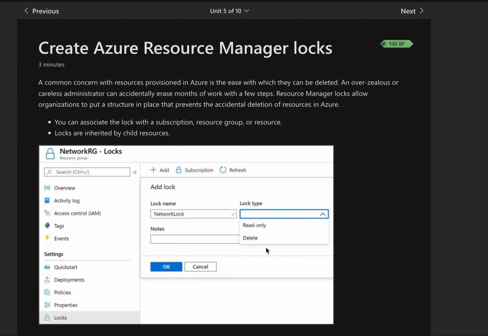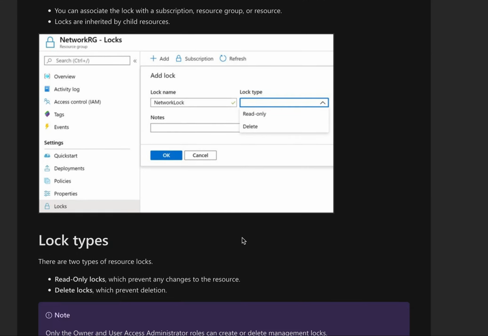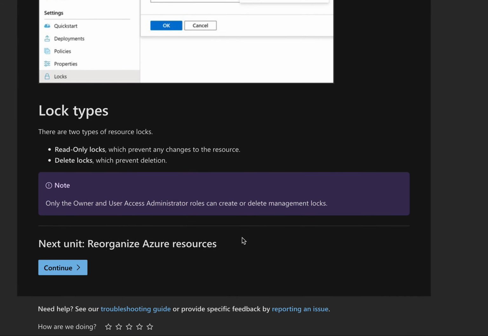In the last video, we were looking at Azure Resource Manager logs. So basically, you can associate the log with a subscription, resource group, or resource, and the child resources can inherit logs. So it's basically to prevent deletion, accidental deletion, or modification of resources.